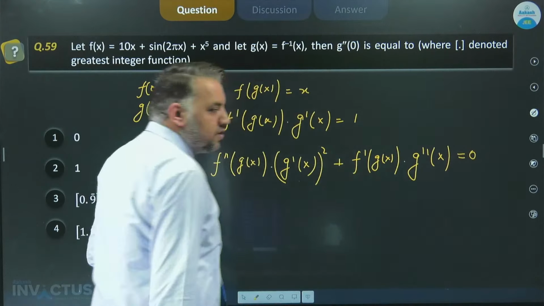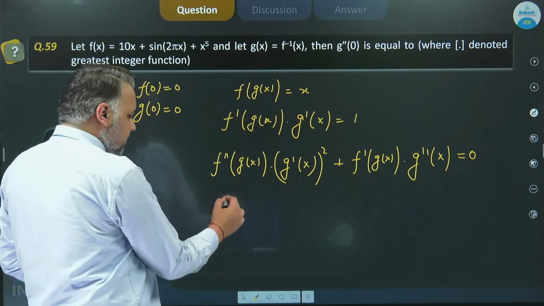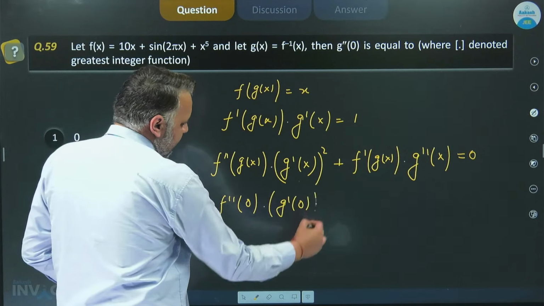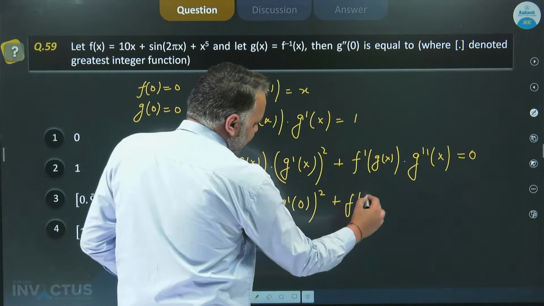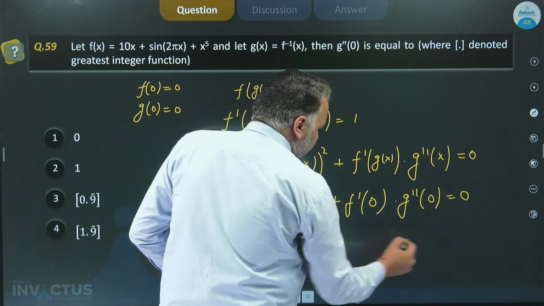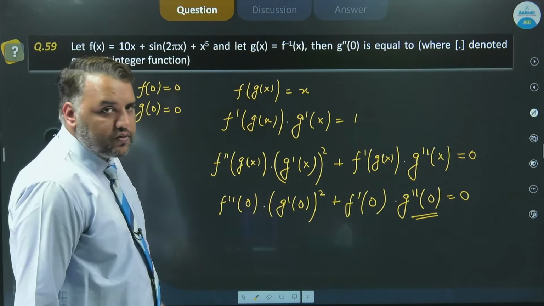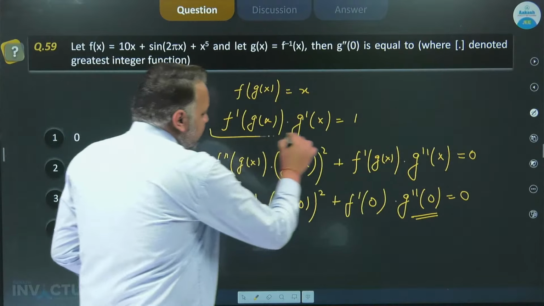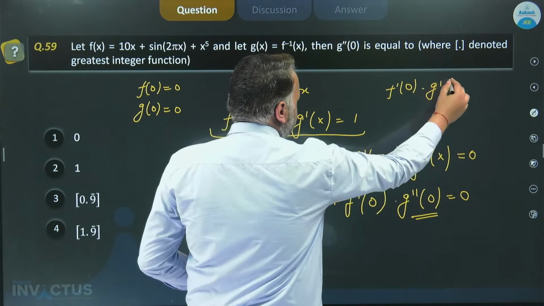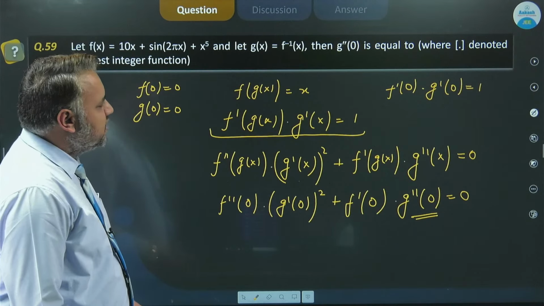Now this is 0. Putting x equal to 0, we know g of 0 is 0, so this will be f double dash 0 into g dash 0 whole square, plus f dash 0, because g of 0 is 0, into g double dash 0. Now this is equal to 0. We have to calculate g double dash 0, so we have to calculate f dash 0, f double dash 0, g dash 0. Now again, if we put x equal to 0 here, f dash 0 into g dash 0 is 1.